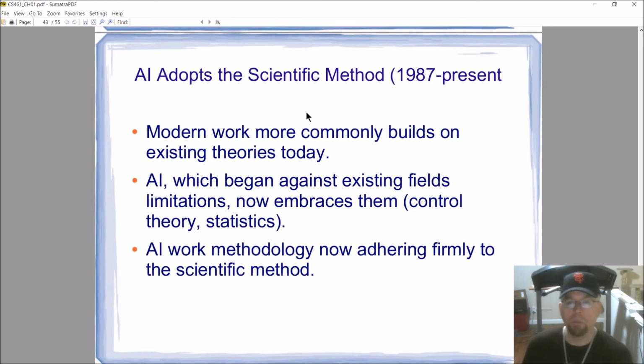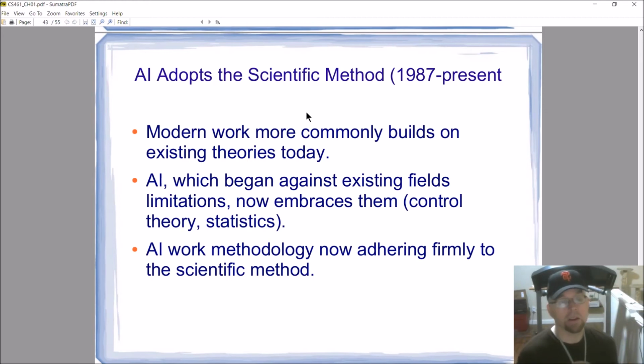Okay, well, modern work has become a lot more scientific. AI adopts the scientific method. And what's the scientific method? Remember, make a falsifiable hypothesis, come up with some tests that are falsifiable, and then test it. Publish your work, have other people try to reproduce your results. Okay, that's kind of what's happening now, right?